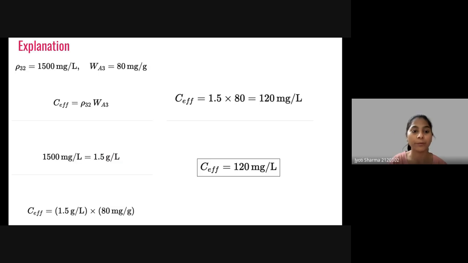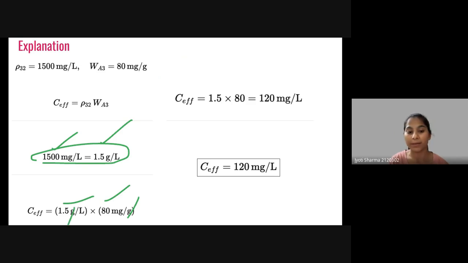Let me show you how. So first what you have to do is change it to gram per liter. So 1500 mg per liter will become 1.5 gram per liter, and then you have to multiply this. The grams will cancel out, and what it will give us is 120 mg per liter.